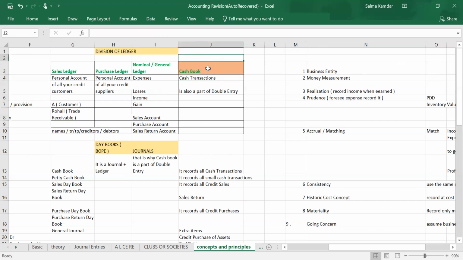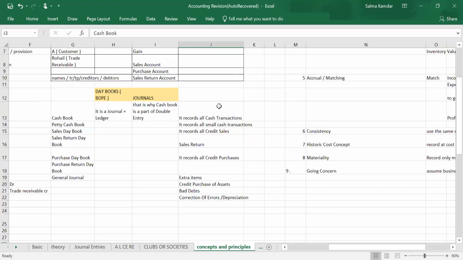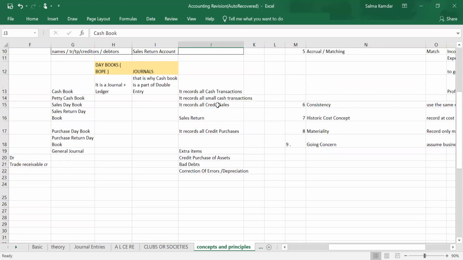Cash book. Okay, the cash book is also a part of your double entry system. This you should remember. Okay, so can you all give me the 4 ledgers? Ledgers are divided into 4 parts. What are they? Sales ledger, purchase ledger, general ledger, and the cash book.